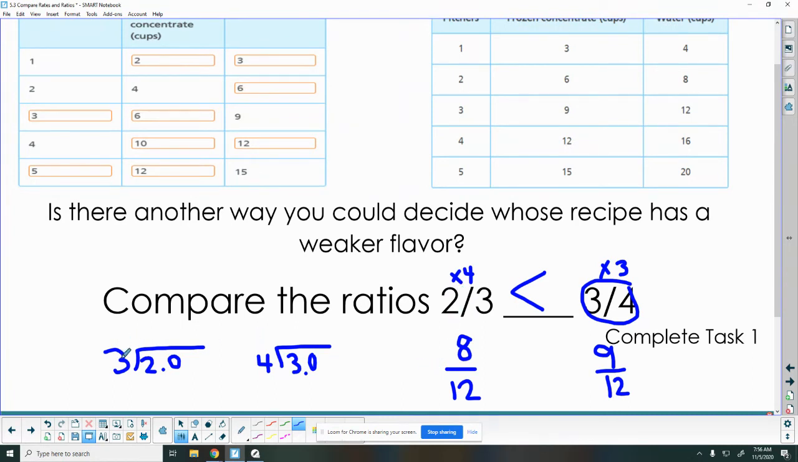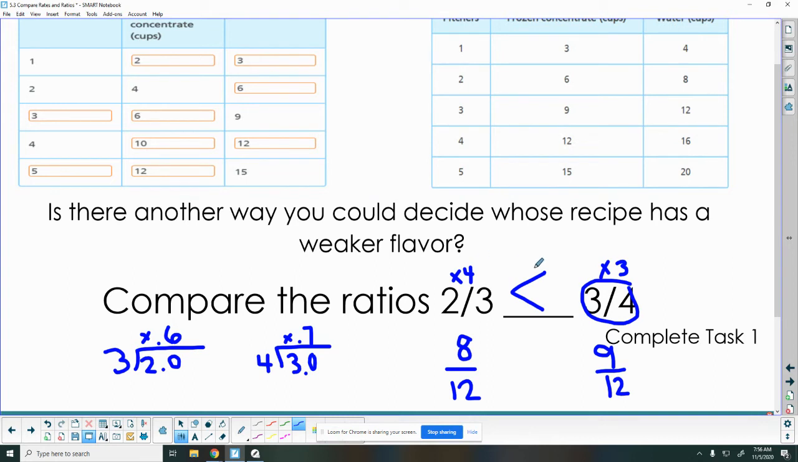Let's see if our decimals tell us that same thing. So 3 can't go into 2, but it can go into 20 6 times. And 4 can't go into 3, but it can go into 30 7 times.